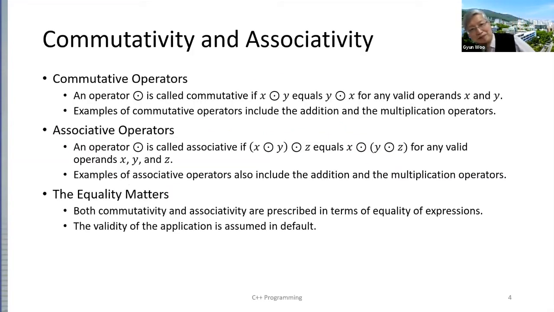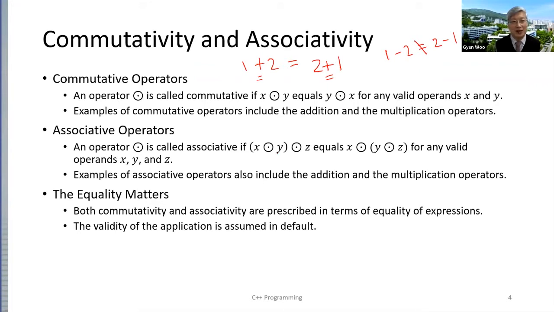So the commutative operators: the operator O is called commutative if x O y equals y O x. For example, 1 plus 2 equals 2 plus 1, so the plus operator is called commutative. But this is not always true for some operators, such as 1 minus 2 is not the same as 2 minus 1.